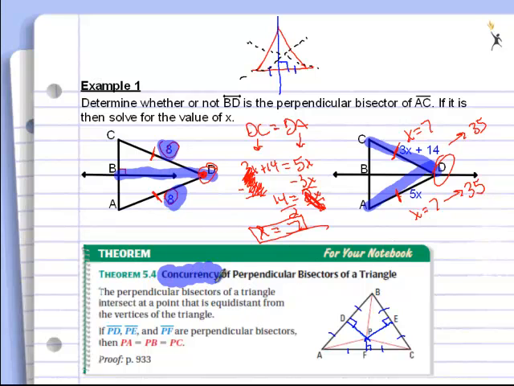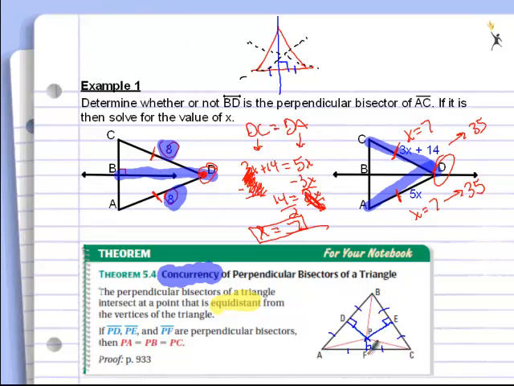The perpendicular bisectors of a triangle intersect at a point that is equidistant. That's very, very important. Muy importante. Equidistant from the vertices. Now, vertices is a fancy word for the corners of a triangle.